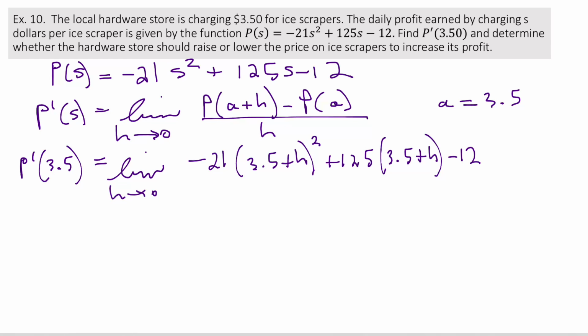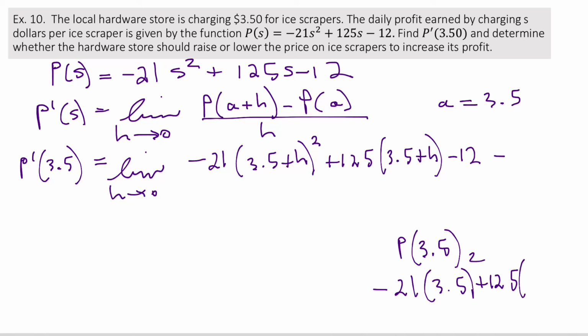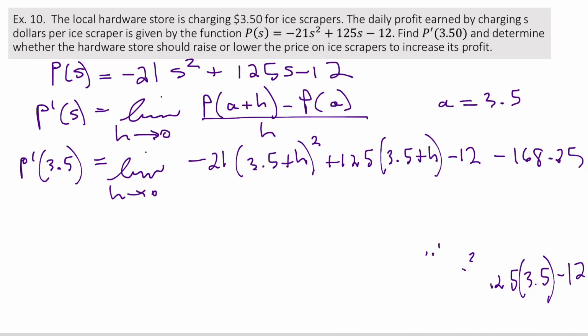All right, so now we need P of 3.5. Let's just figure that out. Let me write it down here so I don't have so many numbers here. P of 3.5, and that's going to go right here. I'm going to get a number for that. So that's negative 21 times 3.5 squared plus 125 times 3.5 minus 12. All right, so I got a number for that. I got 168.25. All right, so I don't have to have all of that there.